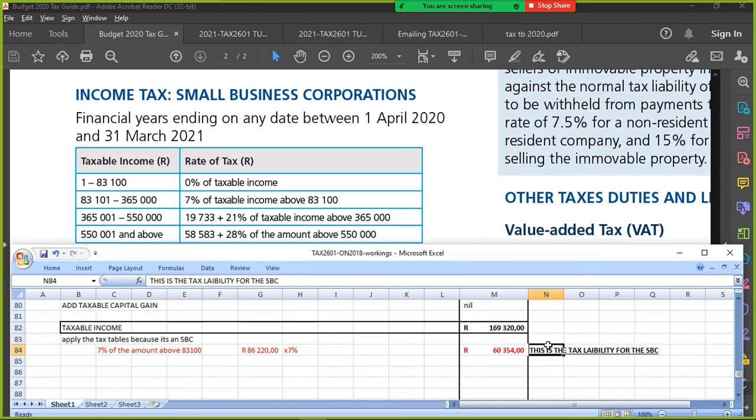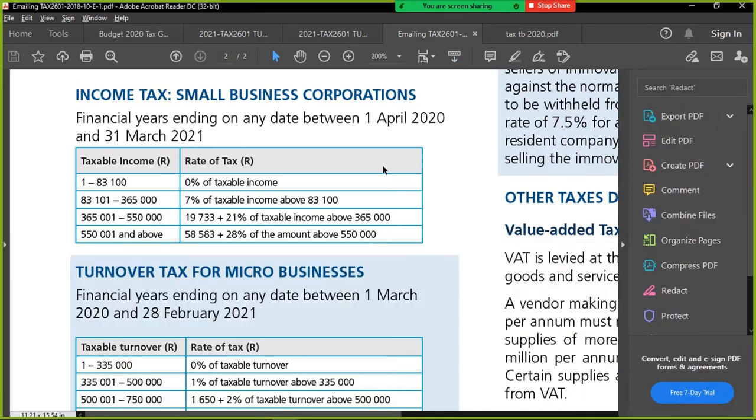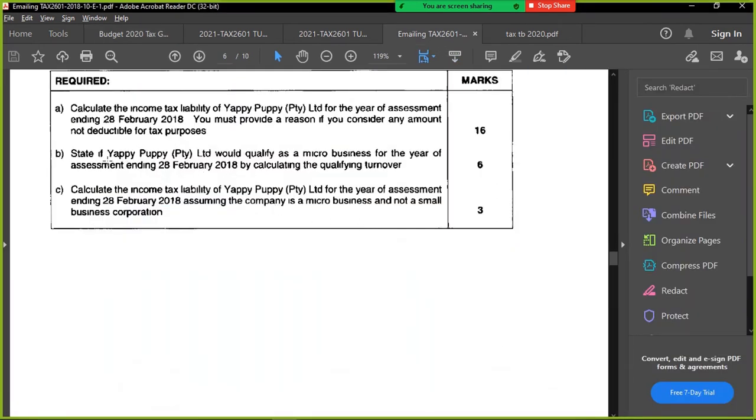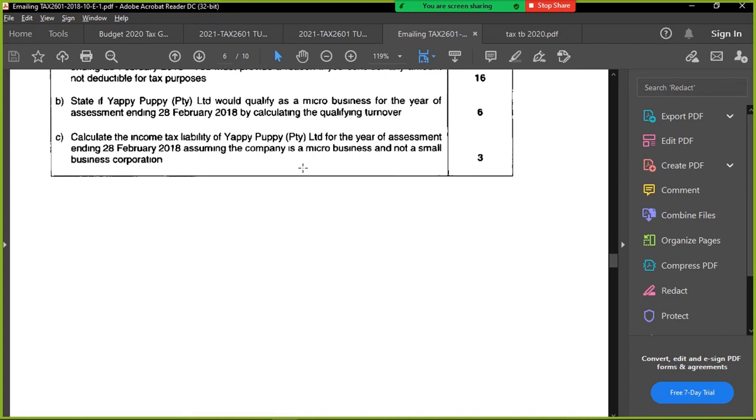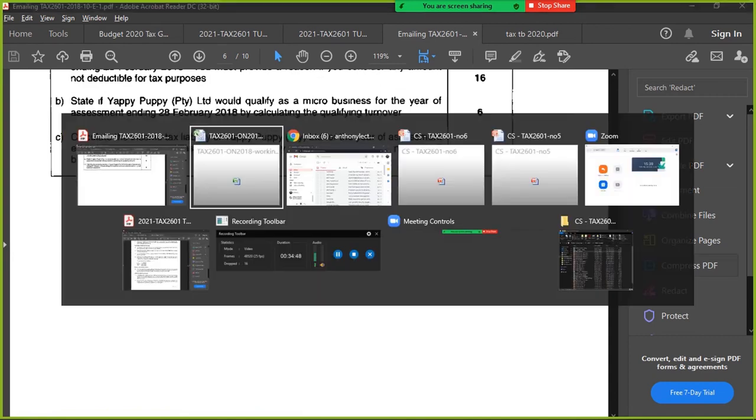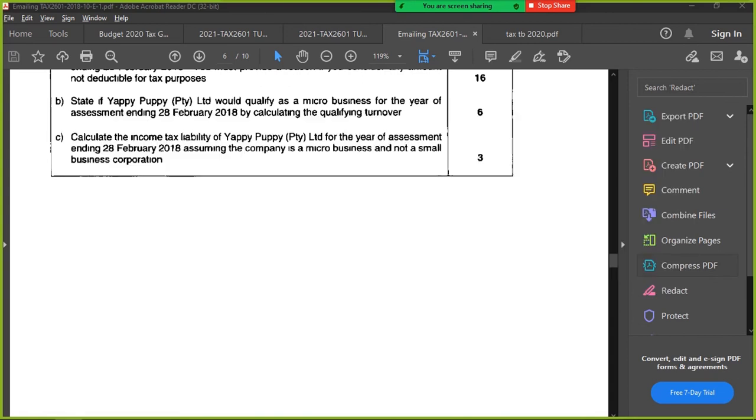Okay, and then you had some short questions just taking the micro into consideration. So let's quickly look at that. Okay, this question says, state if Yappy would qualify. This is a theory question. Do you see that? Yes. Okay, all you have to do is go to my notes and take that checklist. I think this was study unit 4 or chapter 4.